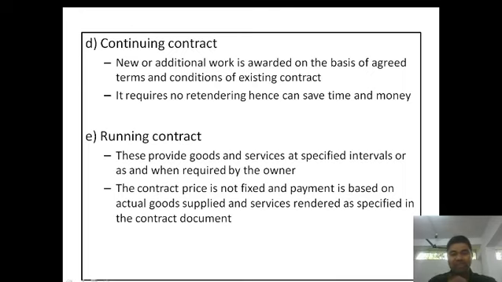The contract price is not fixed and the payment is based on the actual goods supplied and services rendered as specified in the contract document.